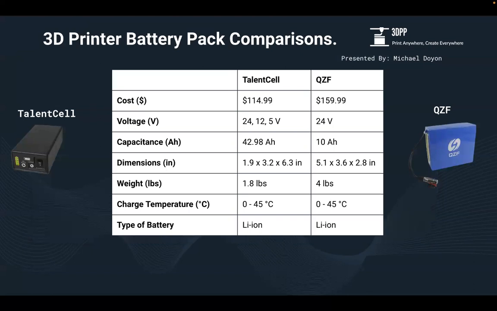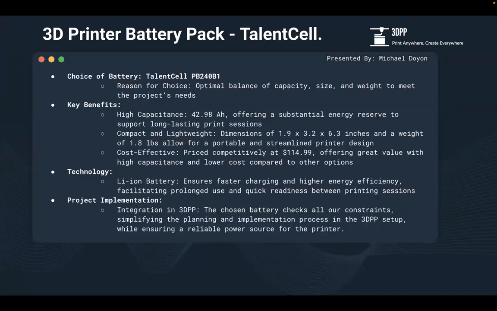So here's the comparison between the battery packs we considered. First we have the Talent Cell, as well as the QZF electric bike battery. For our project, we decided to go for the Talent Cell because of its advantage in cost. Some of its benefits are a high capacity in amp-hours, the lithium-ion technology, and also the ease of integration into our system, since it has a few power ports that are easily accessible and also easy to solder wires and connections to if you wanted to.